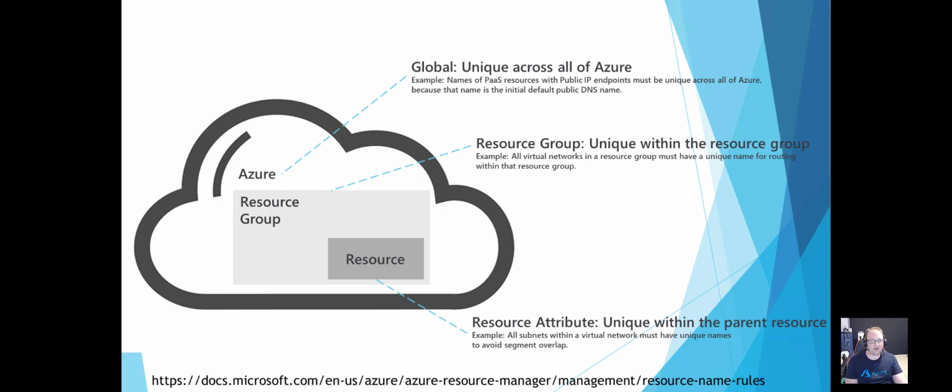Other resources are bound to specific resource groups, so you can't create a resource with the same name in the same resource group as another resource that already exists with that name. Or like subnets, you're limited at the resource level, i.e. you can't have two subnets in the same virtual network with the same name.